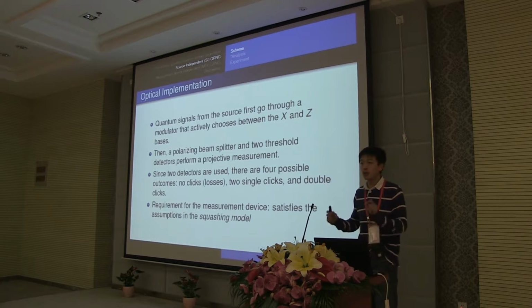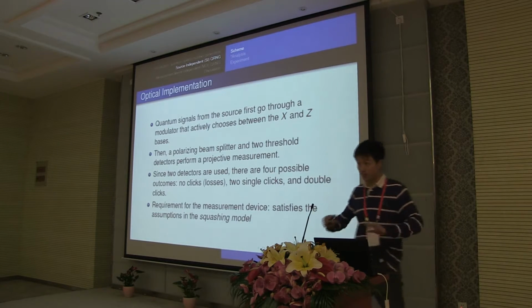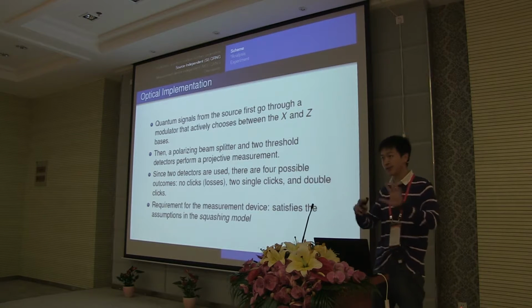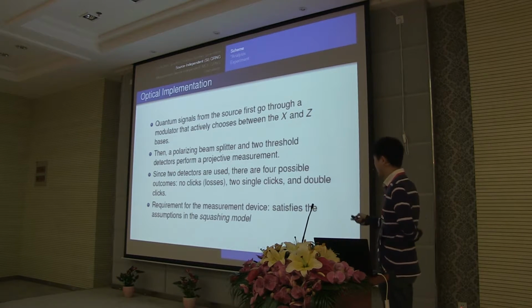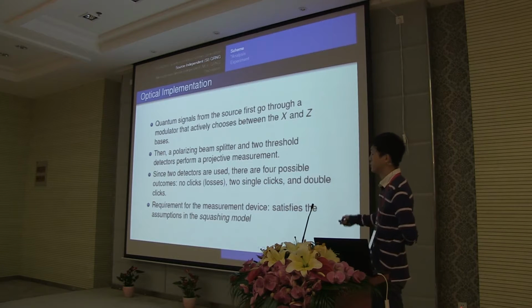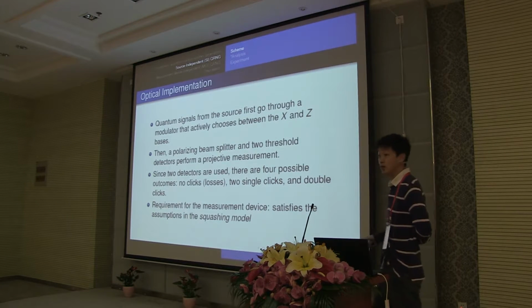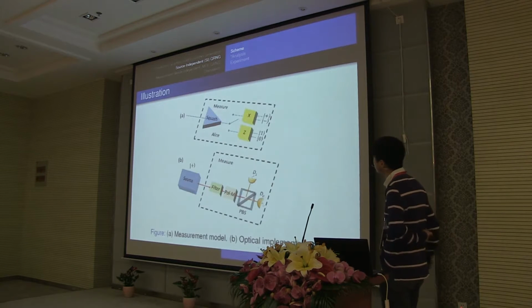Here we assume that the source device is untrusted. It's arbitrary. But we do trust the measurement device. That's what we call semi-self-testing. If we trust the measurement device, we have to put some requirements on it. We say that it satisfies the assumptions in the squash model. Later on I will introduce a little more detail about the squash model, which is already widely used in the QKD security analysis.